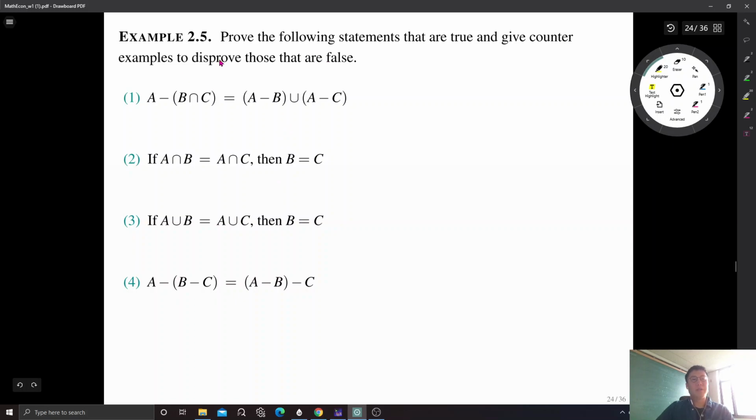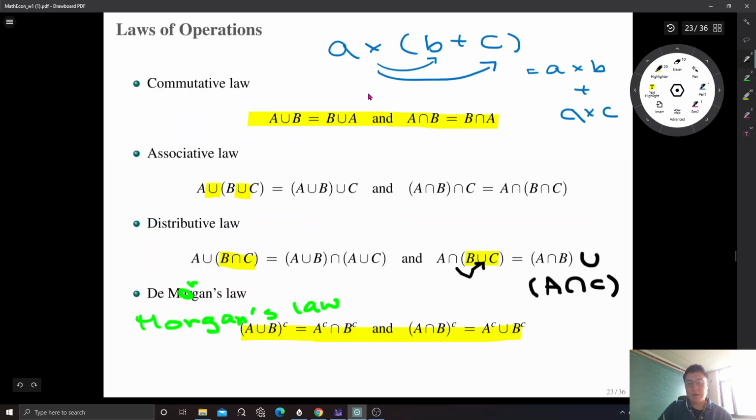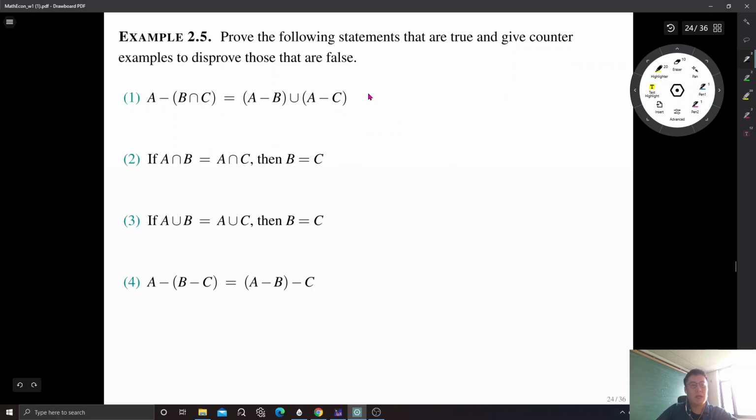So prove or disprove the following statements. Now think about the first one. This is a set difference, A minus the intersection of B and C. Now we are asked to prove whether this is true or not. So that is equal to A minus B union A minus C. Now using set operations, how to prove this?